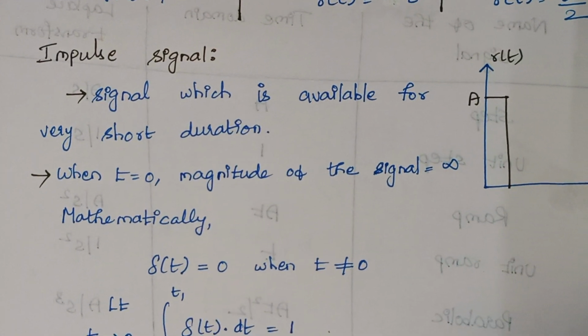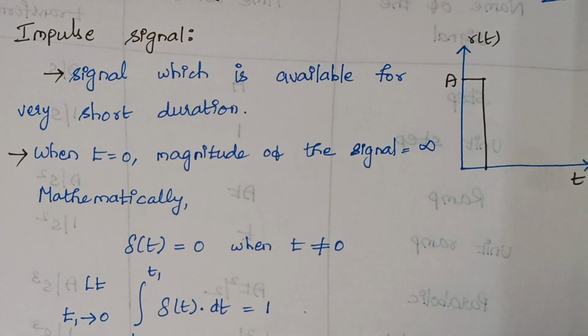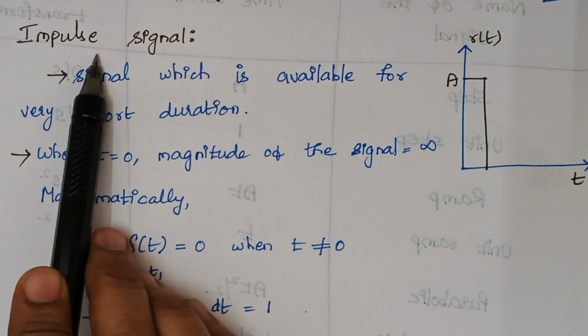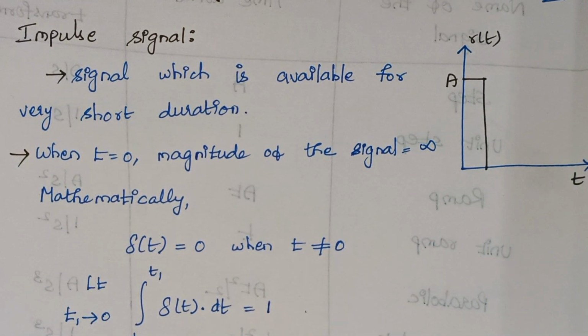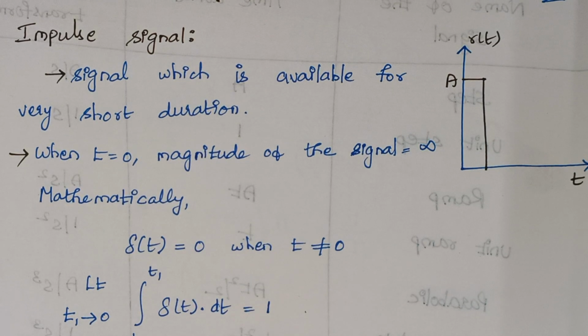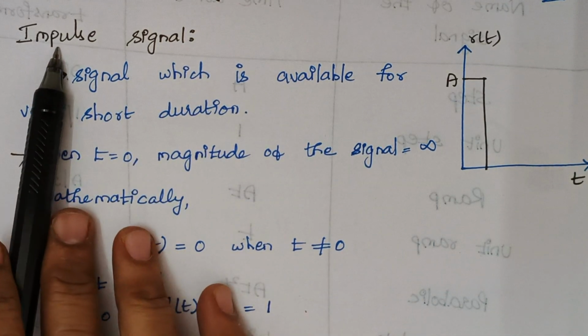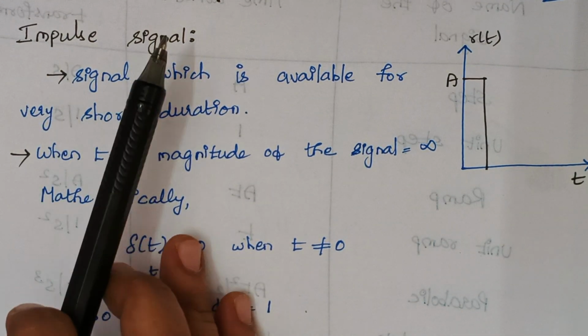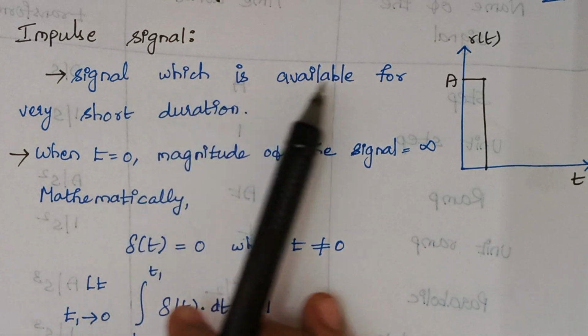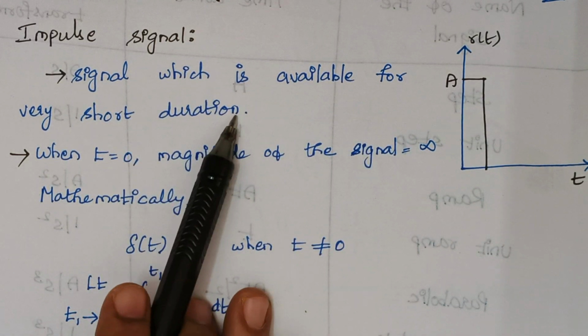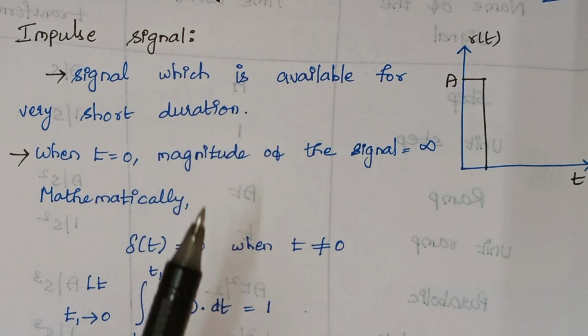So what is meant by an impulse signal? As the name indicates, a pulse is a type of waveform which will be very high in magnitude and its time duration will be very, very small. That is known as a pulse. So an impulse signal is also the same kind of signal which is available for a very short duration. That is known as an impulse signal.